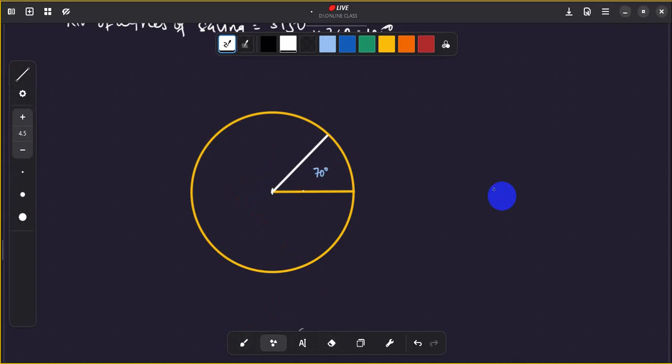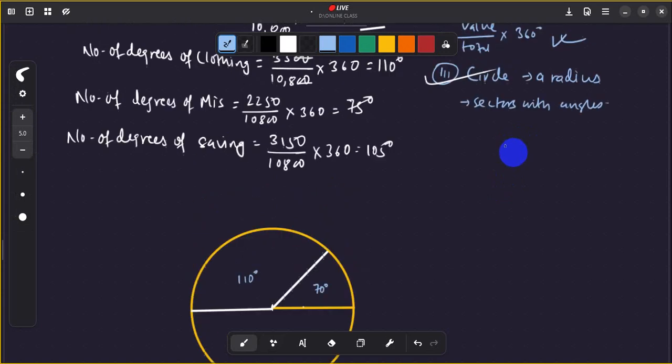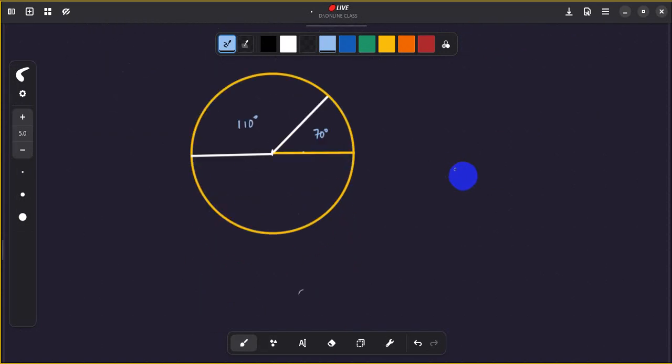Now this will be 110 degrees. Now after this, again we need to construct the angle for the third item. It is 75 degrees. Now let's construct for 75 degrees. The process is the same.